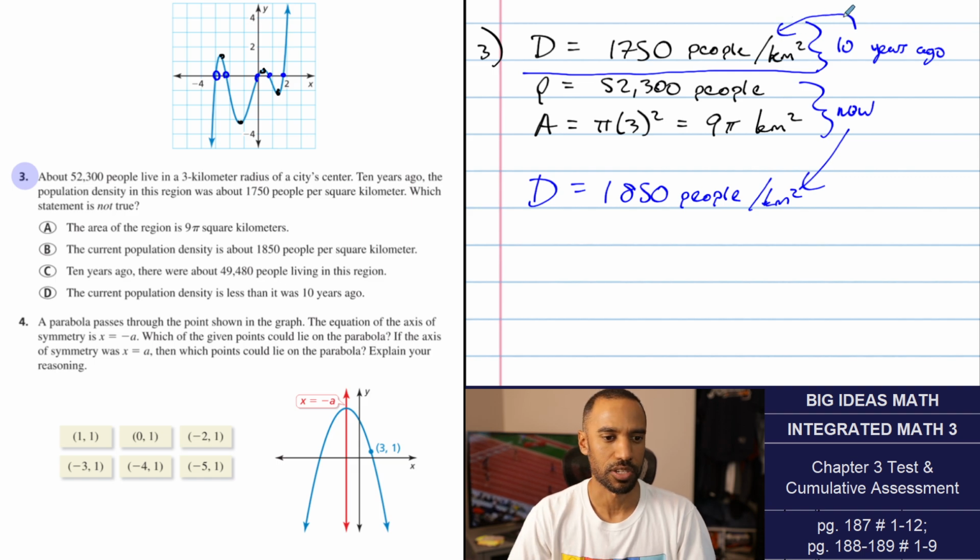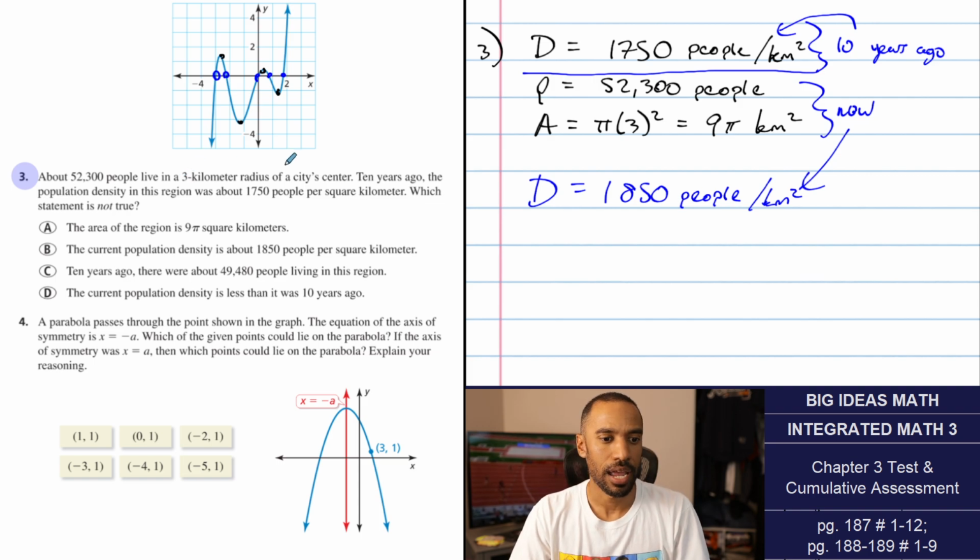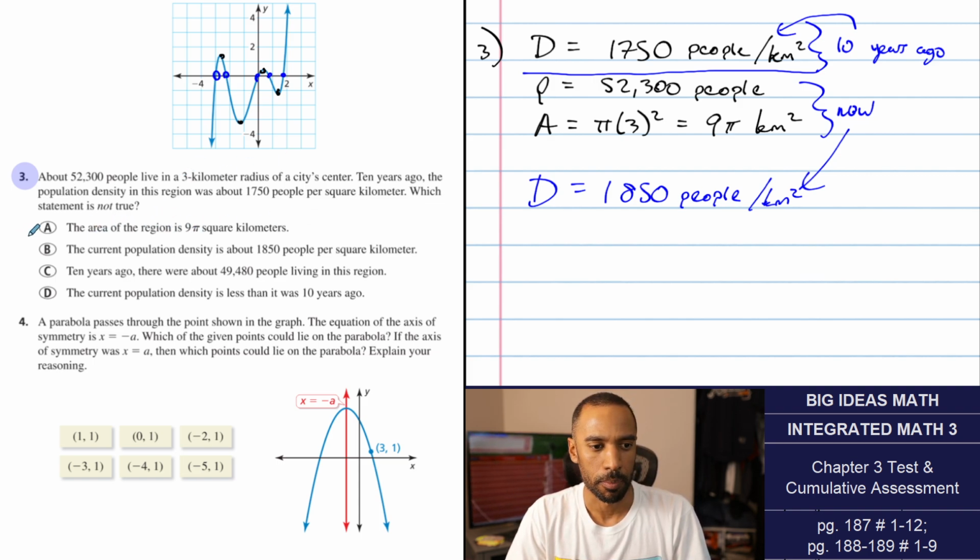Let's look at what they're asking. Which statement is not true? The area of the region is 9 pi square kilometers. That is true, so I won't circle it. The current population density is about 1,815 people per square kilometer. That is also true. D: the current population density is less than it was 10 years ago. Not true. It's more. It was 1,750. Now it's 1,850. So this is the not true one.